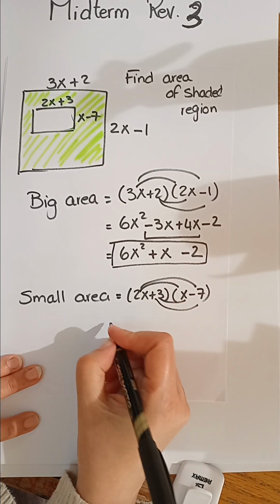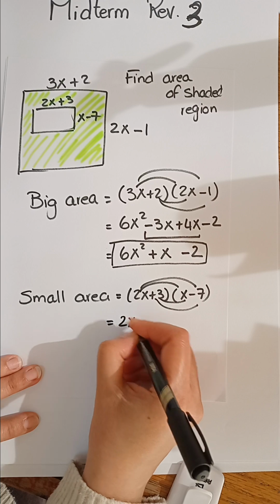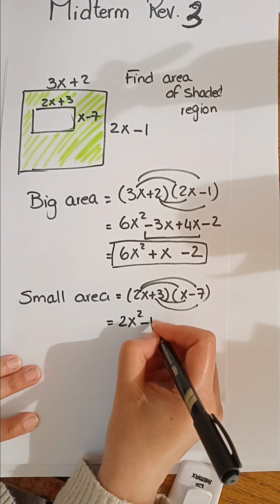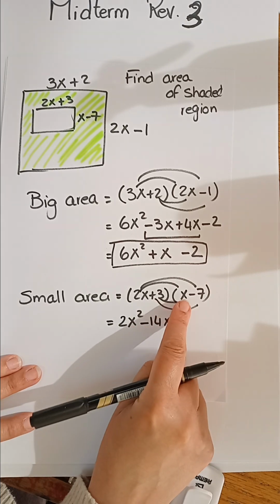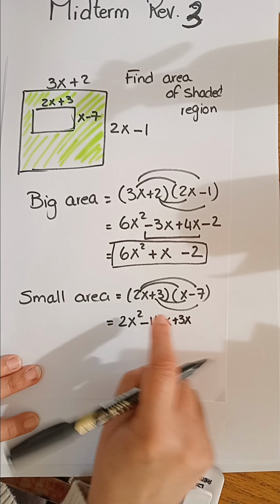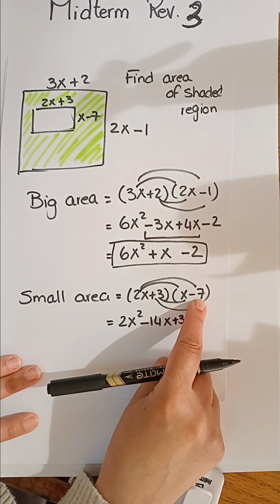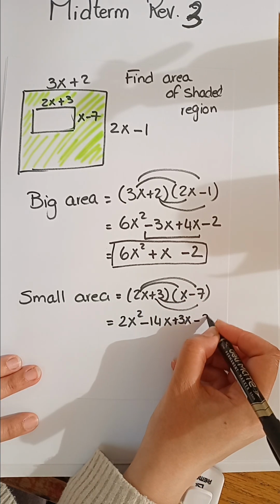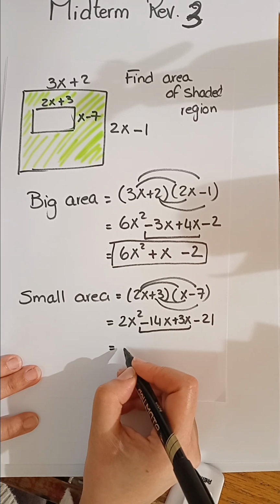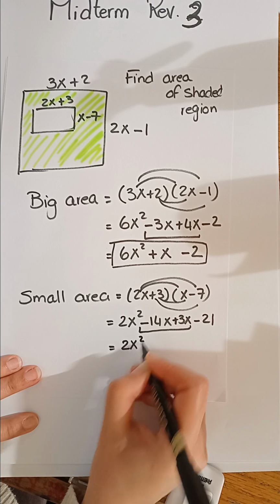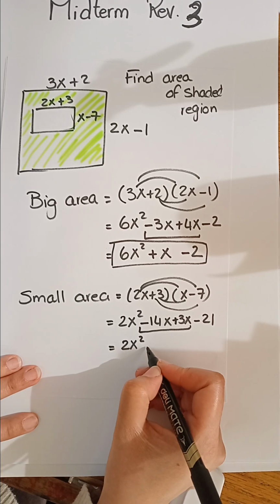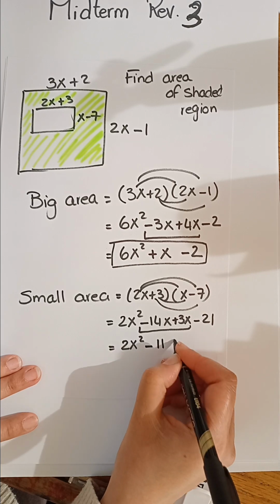2x multiplied by x gives us 2x squared. 2x multiplied by negative 7 is negative 14x. Positive 3 multiplied by x gives us positive 3x. And positive 3 multiplied by negative 7 is negative 21. Time to combine like terms. We're going to drop down the 2x squared as it is. Negative 14x and positive 3x gives us negative 11x.